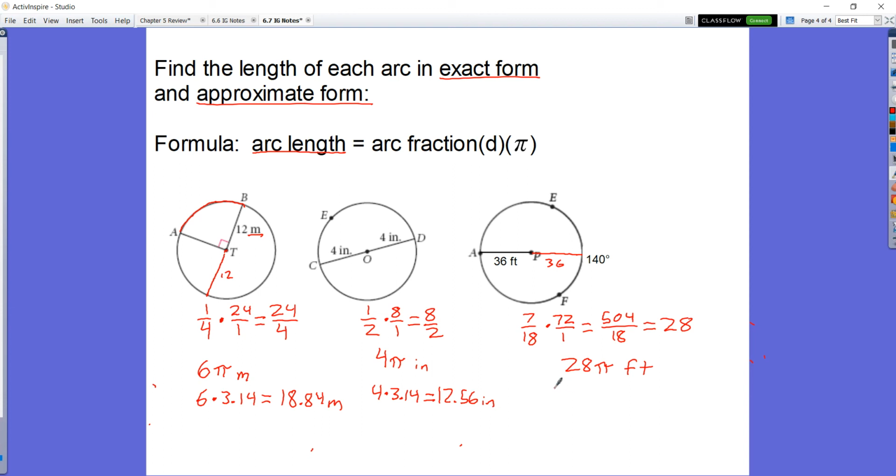For my approximate form, 28 times the number we use for pi. If you multiply those out, it's going to get you 87.92 feet. There you go, there is your lesson for finding the actual length of that arc. So from E to F, that would come out to 87.92 feet. That would be the actual distance, the actual length of that arc.